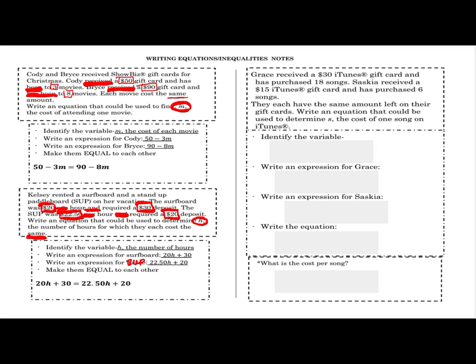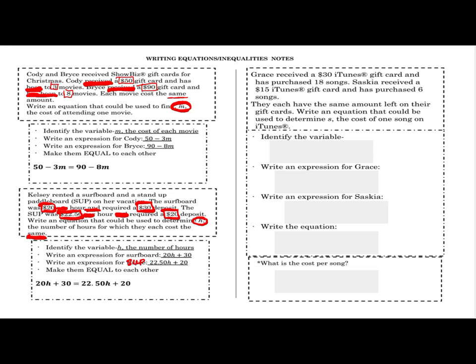So Grace received a $30 gift card and purchased 18 songs. Saskia received a $15 gift card and has purchased 6 songs. They each have the same amount left on their gift card. Write an equation that can be used to determine S, the cost of one song.